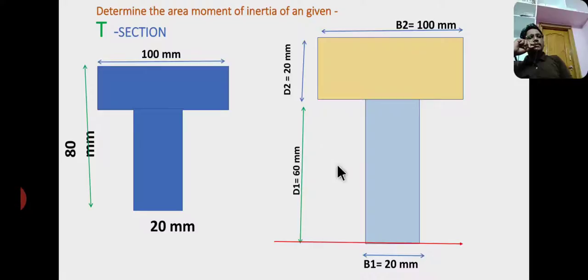Now I consider the reference axes, that is the x-axis at the bottom edge and the y-axis at the middle section of the T section. Here the given T section is symmetric about this axis. So the values of x are 0, because the given T section is symmetric about the y-axis. There is no need to find the values of x. You have to find the values of y only, because the given entire section is symmetric about the y-axis only.